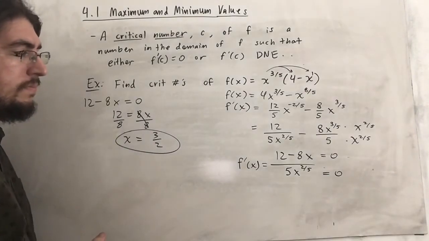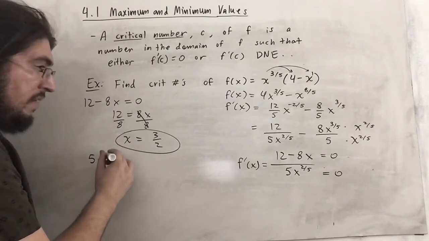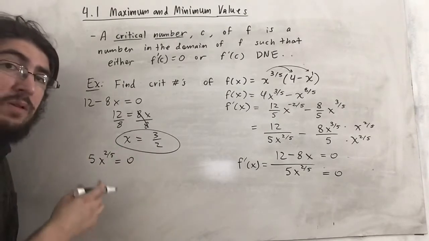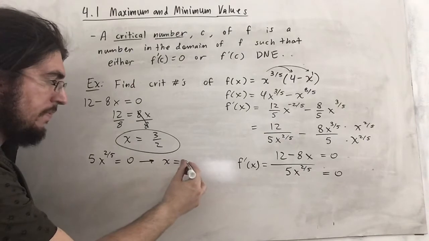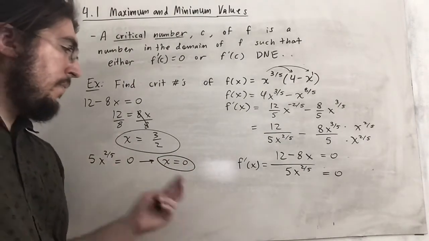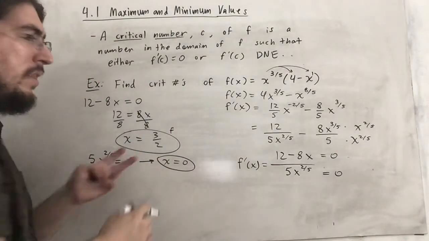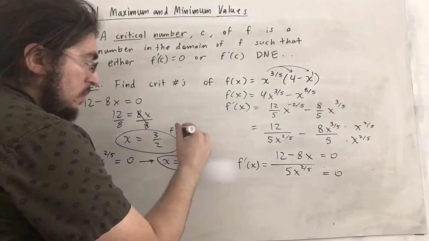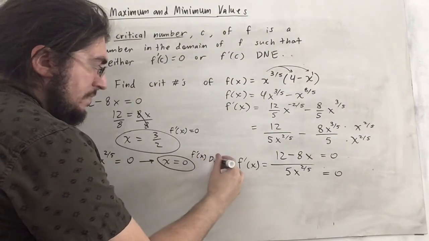Great. Now our other critical number is when the bottom is equal to 0. When 5x to the 2/5 is equal to 0, dividing by 5 gives us x to that power is 0, which implies that x is 0. So we get these two as our critical numbers. I'm calling them x, but really they're what we call c. This is where f prime of x is equal to 0, and this is where f prime of x doesn't exist.